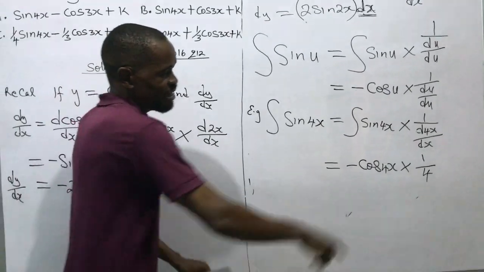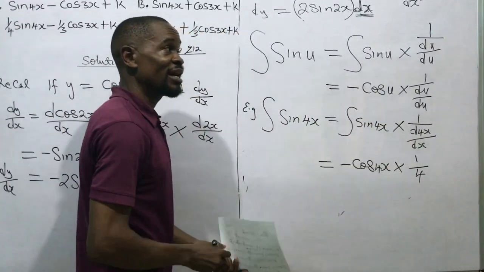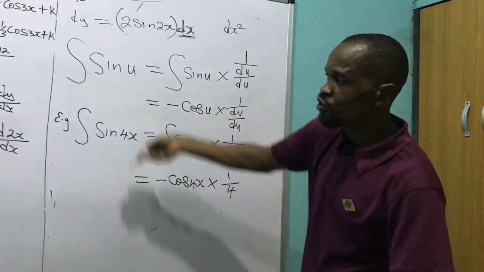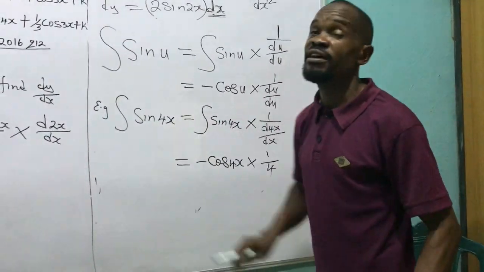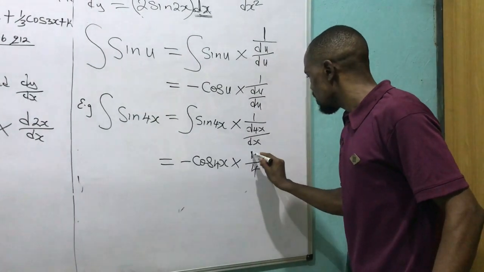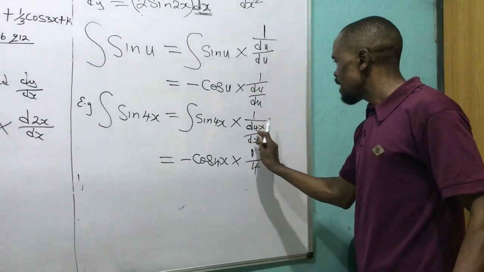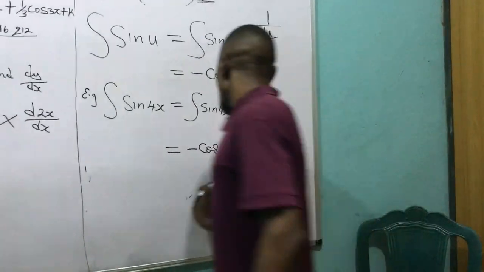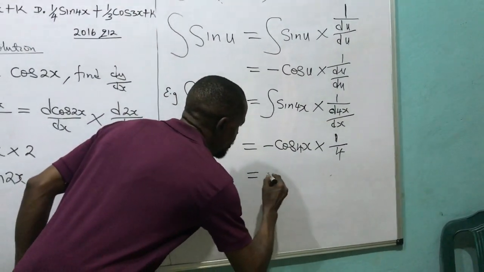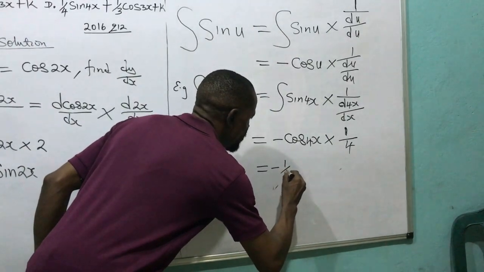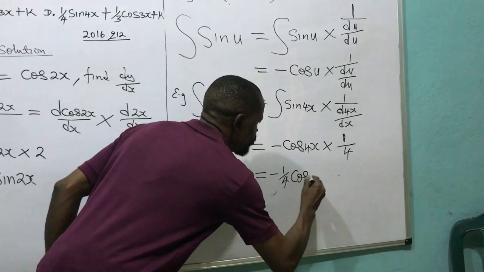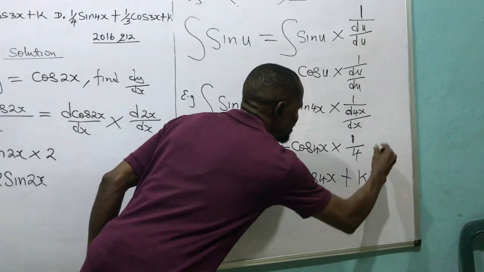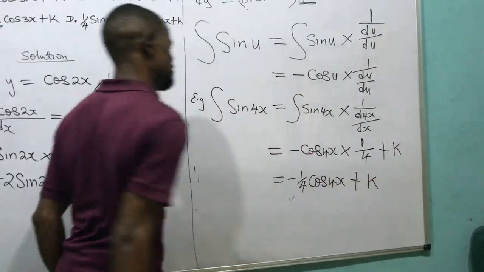Are you getting what I'm saying? This one is constant. In this format, this one is the constant, which I told you is the inverse of what we need here. So now, this one is constant, while I'm differentiating the angle, which is 4x, with respect to x, it gave me 4. Then now, this will give me minus 1 over 4 cos 4x plus my constant k. This plus constant k.